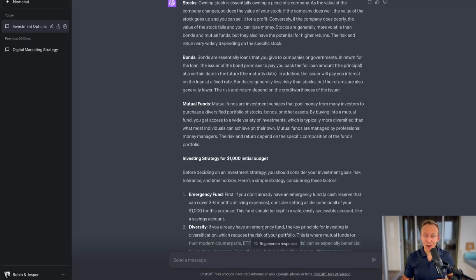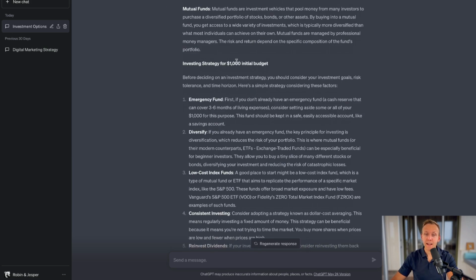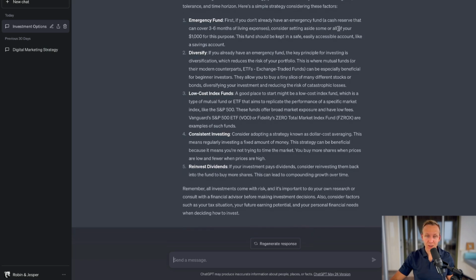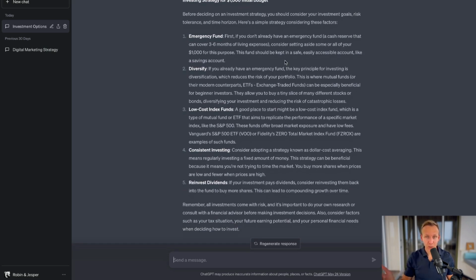And then here we're getting our reply. So we get a breakdown of stocks. What are stocks? What are bonds? What are mutual funds? And here's our initial strategy for investing our $1,000. And if you want to read all of this, you can just pause this lecture and read it through. Now, I've read it through already, and in my opinion, this is really sound advice.